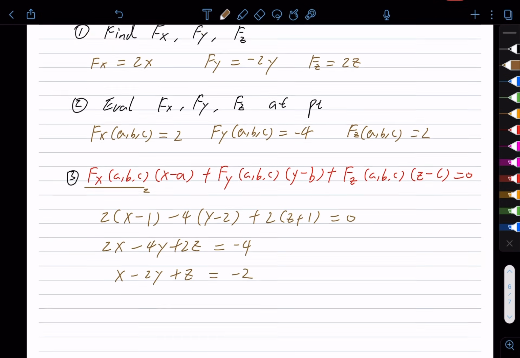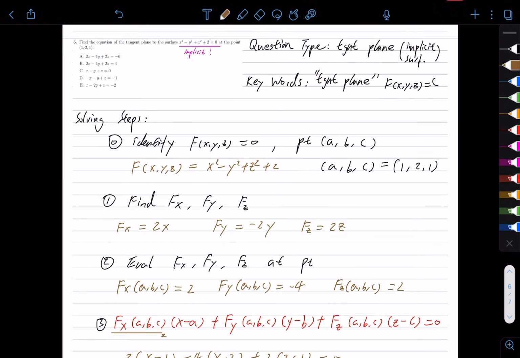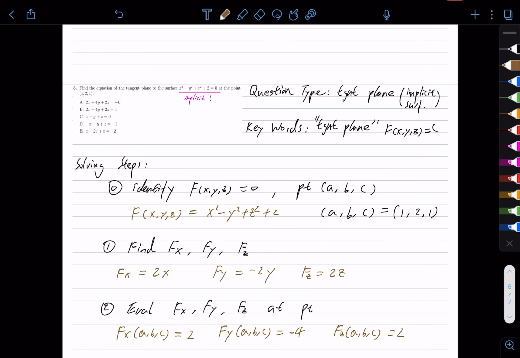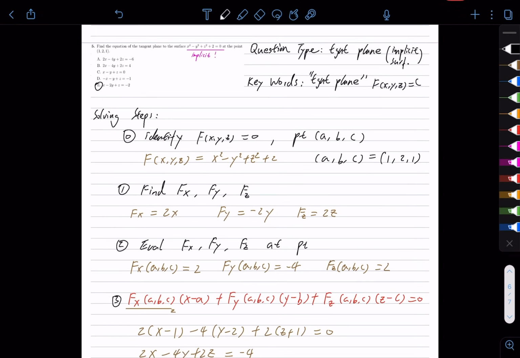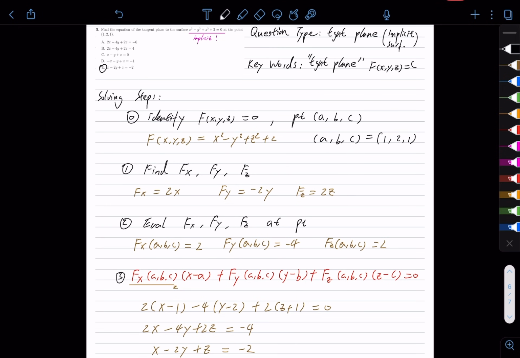So we just simplified it a little bit. And this will be the answer corresponding to choice E. And this is how you can find the tangent plane for an implicit surface.